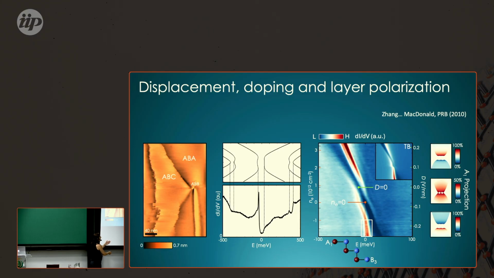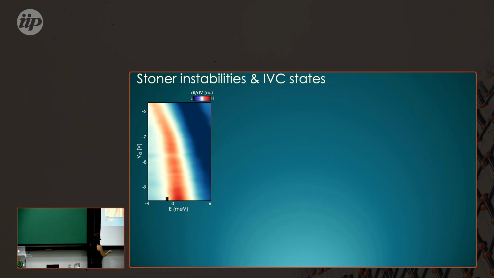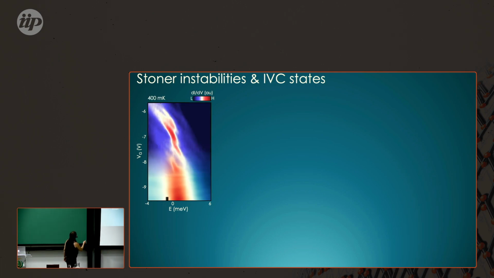So this is exactly the condition where we want to look for correlated phenomena. So let's look at it more carefully. This was measured at 4 Kelvin, and now if we reduce the temperature to gain energy resolution, we see that this band actually shows a cascade of splittings. So the fourfold band, when the Fermi energy starts to fill it up, we see splitting.